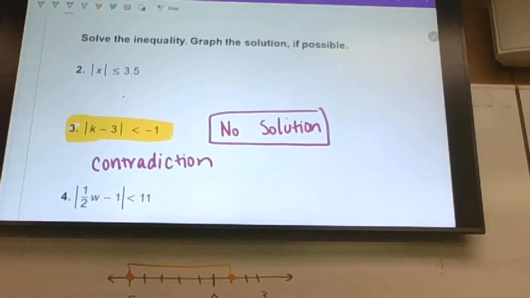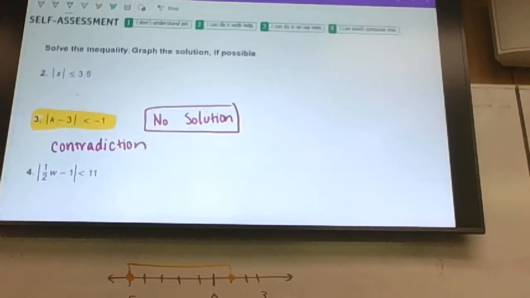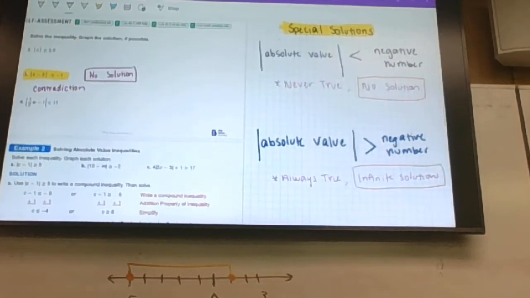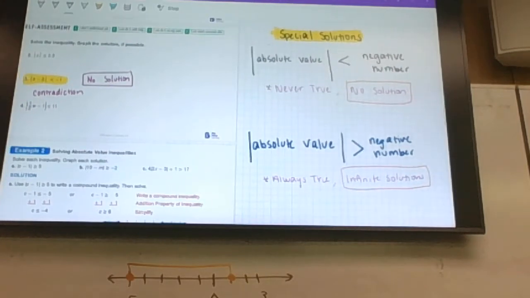So I want to show you right off the bat an example of no solution because you're most likely to forget it. You take contradiction. I love contradiction.